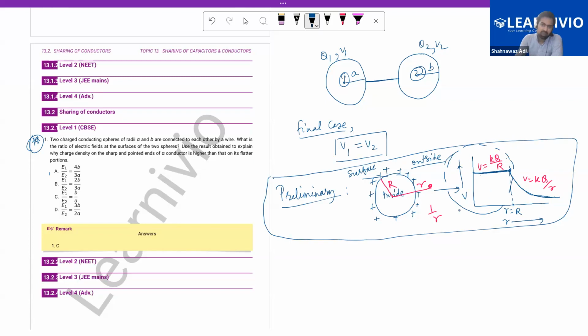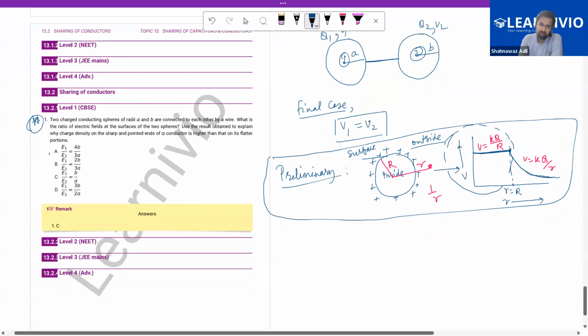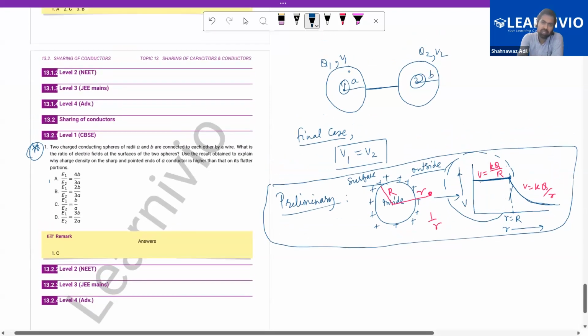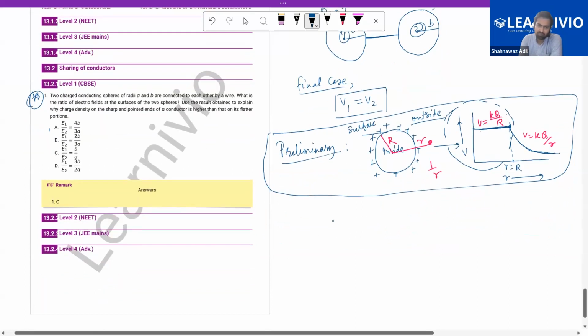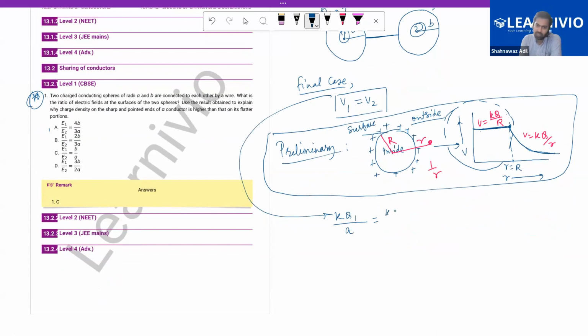So V1, what would be the potential at the first surface? That would be kQ1 divided by A. Similarly, V2 would be how much? That would be kQ2 divided by B. So k cancels, and Q1 by Q2 would be A by B. This is what we get from this condition.